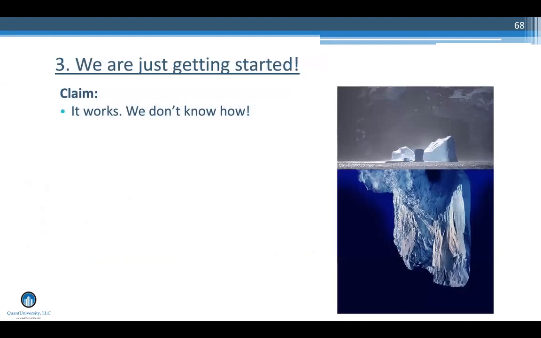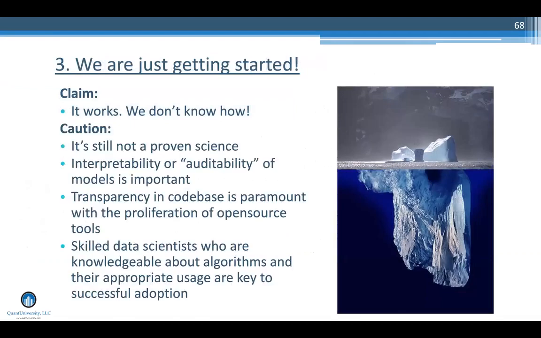The third thing to notice, even though there's a lot of interest in machine learning, we don't know certain things yet, especially what actually happens under the hood, especially with neural networks like algorithms.